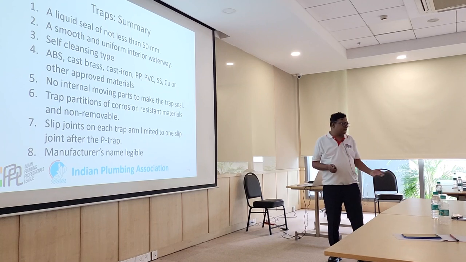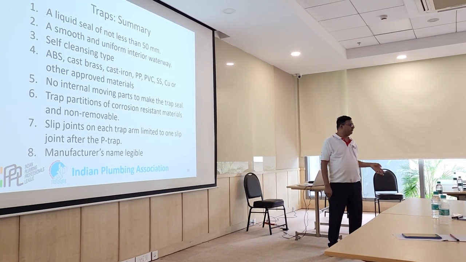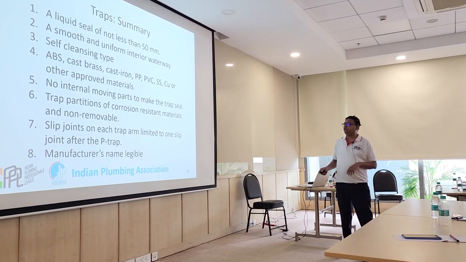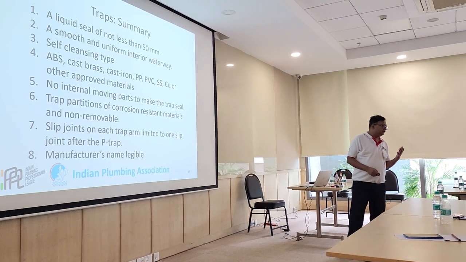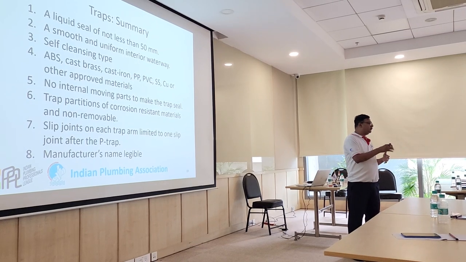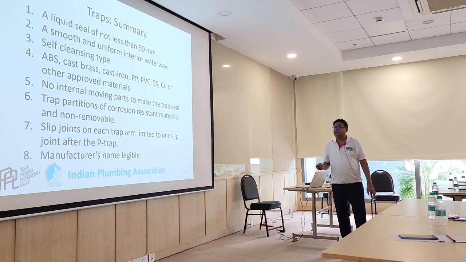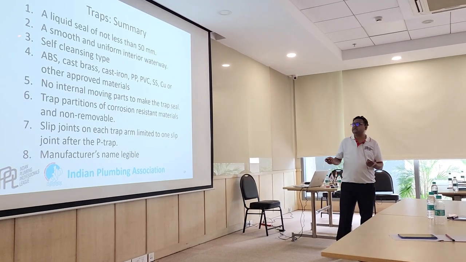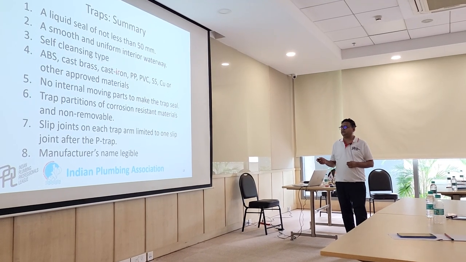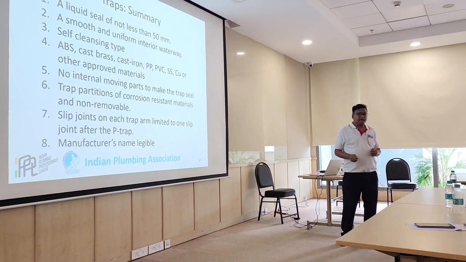So in summary, what we saw in all these slides: a liquid seal not less than 50, not more than 100. Smooth and uniform interior waterway. So it should be quite smooth, there should not be joints. There are two traps which are broken, you are jointing and installing at site, this should not happen. What is the terminology? Self-cleansing type. What is the material available? ABS, cast brass, CI, PP, PVC, SS, copper or other approved materials.